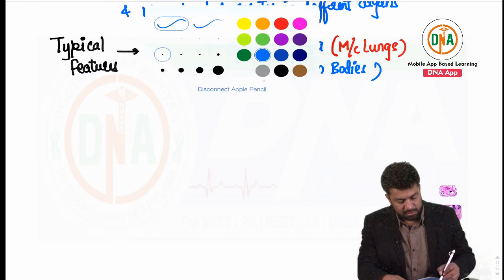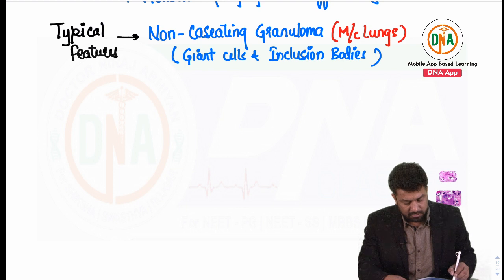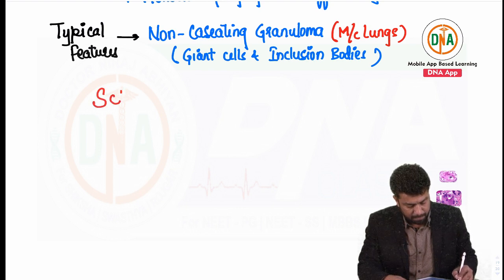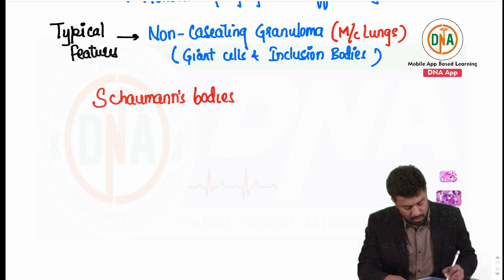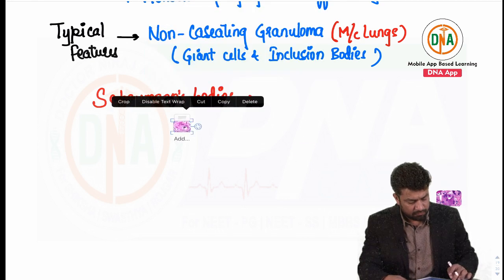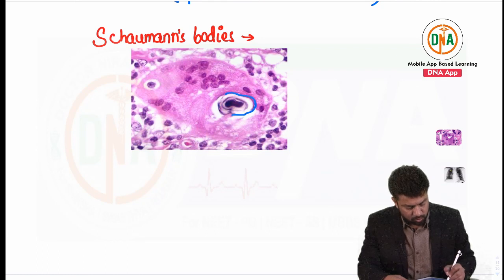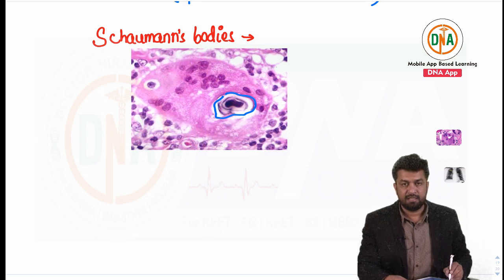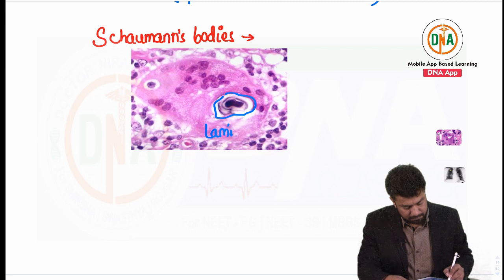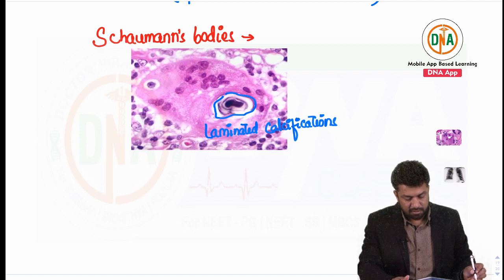So these inclusion bodies, in as far as sarcoidosis is concerned, there are different types that are seen. Number 1 is what we call Schaumann bodies. What are these Schaumann bodies? Guys, you can just see over here an image of the Schaumann body, where you can see that this inclusion body is basically having laminated calcifications. Laminated calcifications, these are called the Schaumann bodies.